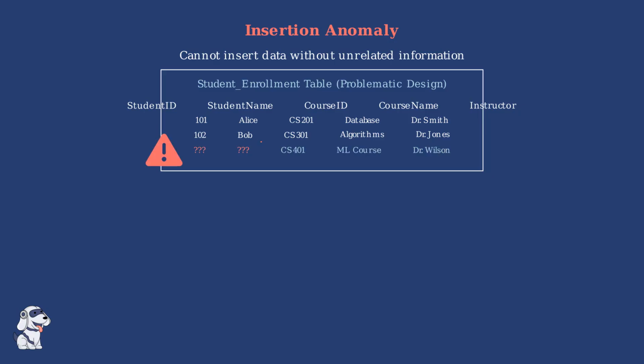Now watch what happens when we try to add a new course called Machine Learning, taught by Dr. Wilson. We cannot insert this course information without also providing student data, even though no students have enrolled yet. This forces us to either create fake student records or delay adding the course until someone enrolls.